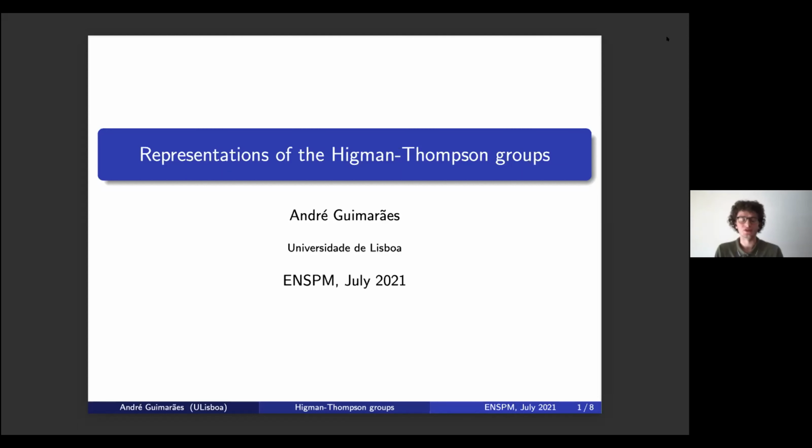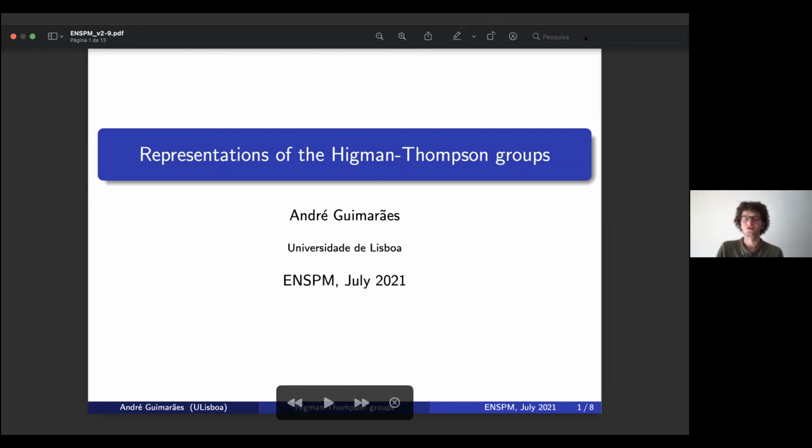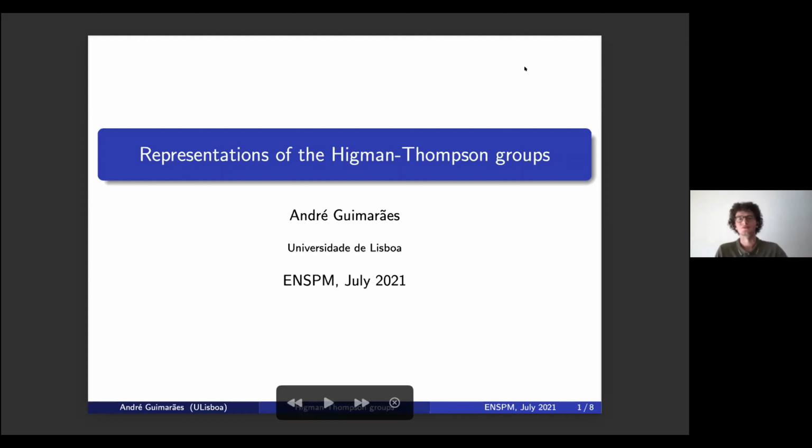And so today I'm going to be talking precisely about some of the work I did in regard to that program, which is on representations of the Higman-Thompson groups. But before I even start to define what the Higman-Thompson groups are, I really just want to give some sort of motivation as to why we might be interested in studying these representations.